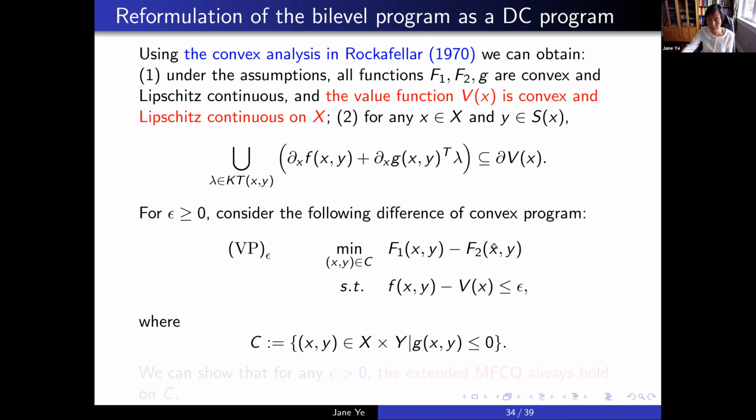Okay, so in order to solve this by DC algorithms, the idea is to linearize the concave part. So linearize this part and this part, right? You need one sub-differential to linearize it. The value function is convex in this case.